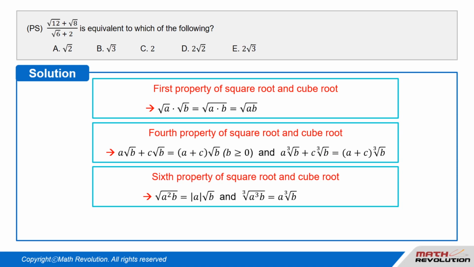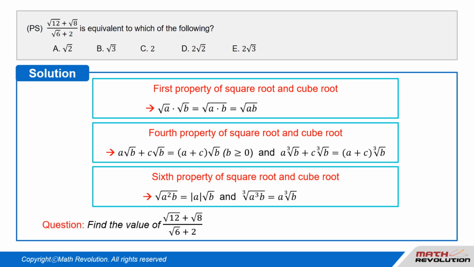Let us talk about the sixth property of square root and cube root. An even exponent under the same even root will result in an absolute value of the number, while an odd power under the same odd root will result in the number itself. So, square root of a squared times b equals modulus a times square root of b, and cube root of a cubed times b equals a times cube root of b.